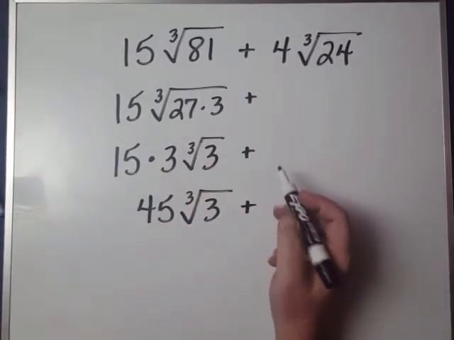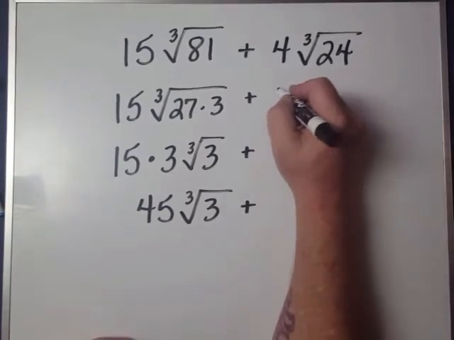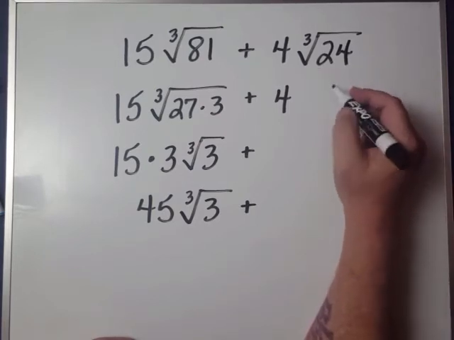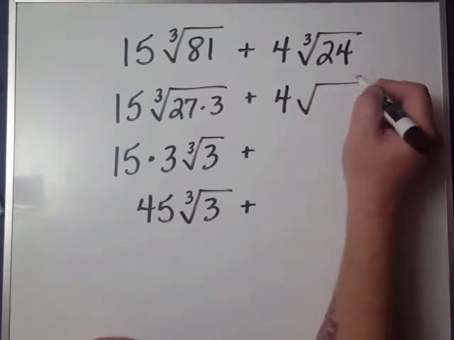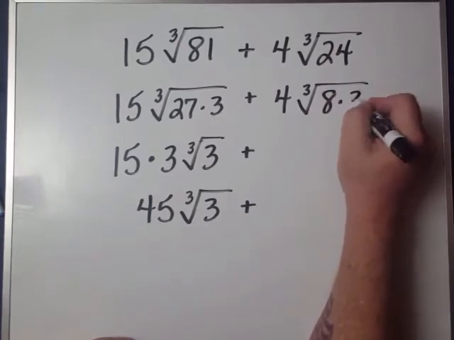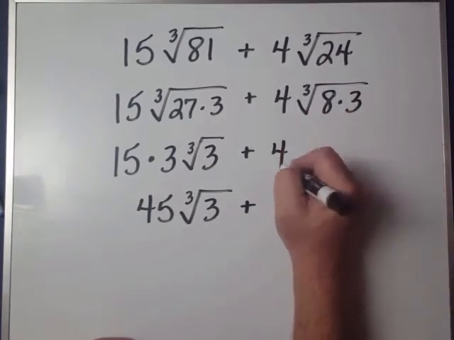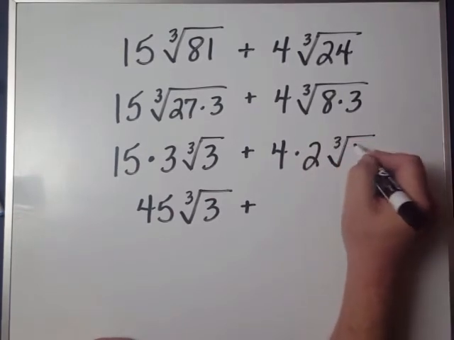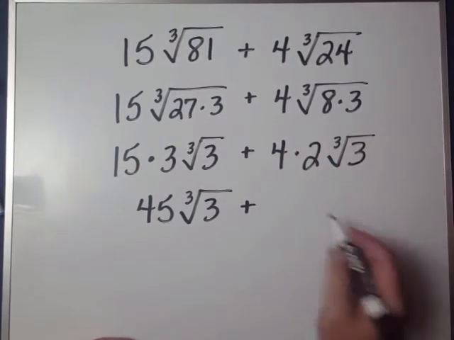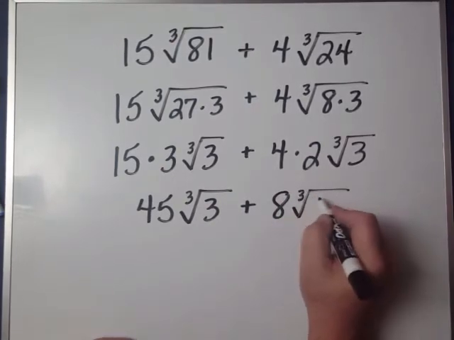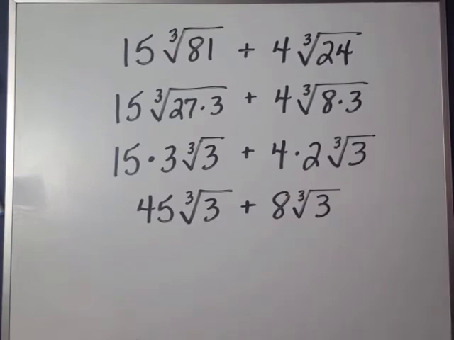And plus, what do we have here? Our 4 floats. Does 24 contain a perfect cube factor? It sure does. It contains a factor of 8. It is 8 times 3. Cube root of 8 is 2, and the 3 is stuck inside. And so this finally gives me 8 cube roots of 3 for that last term.